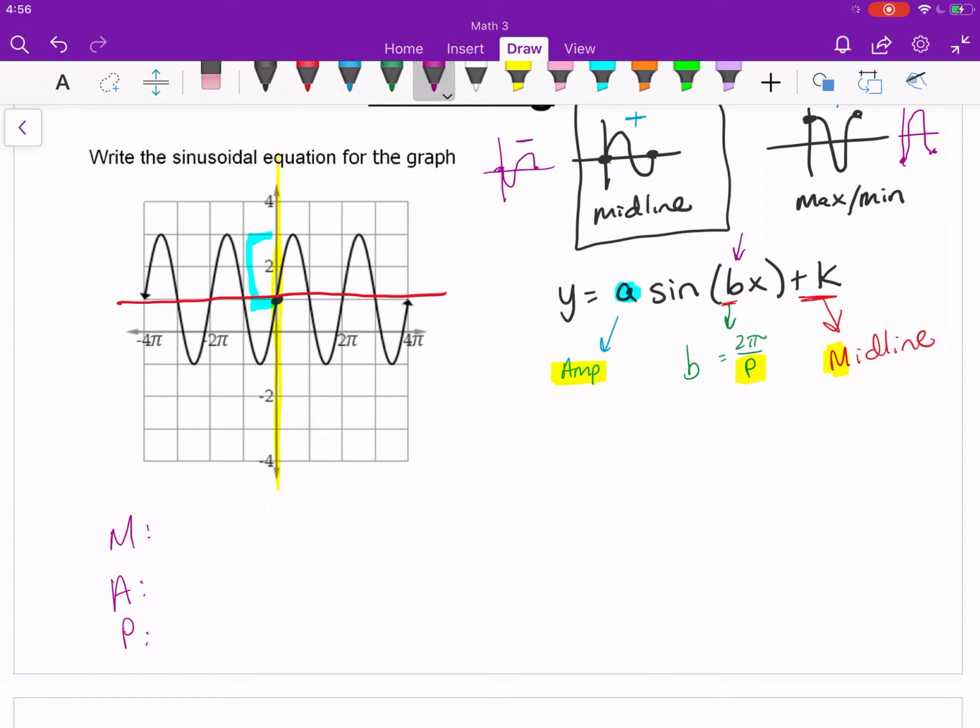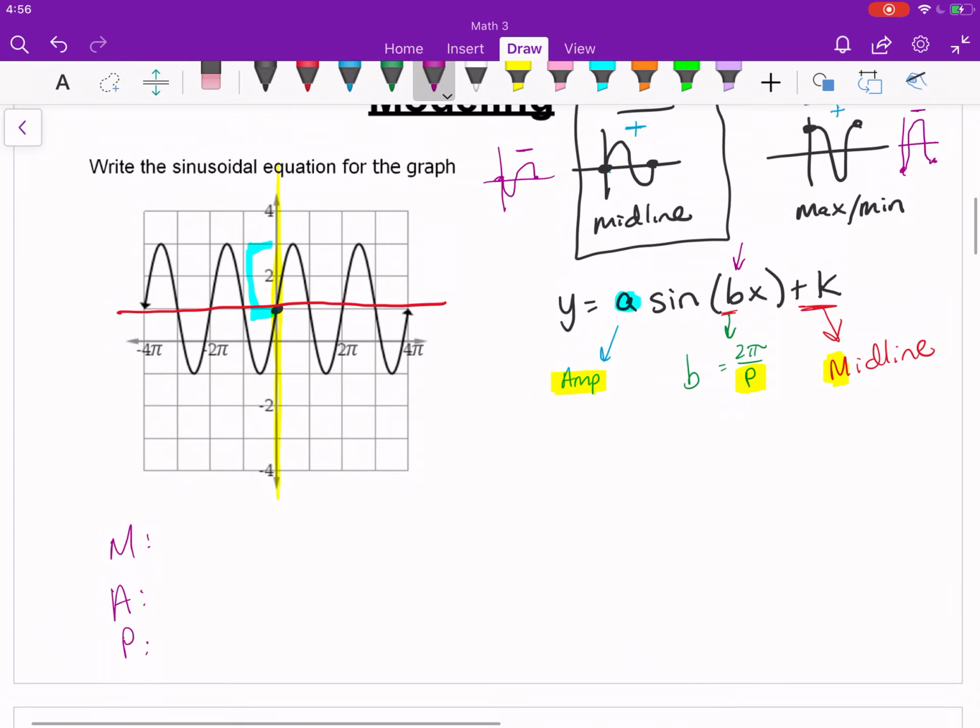Okay, so midline on sine graphs should be the easiest thing to find because that's wherever you're starting. So we're starting at 1. So our midline is at 1.